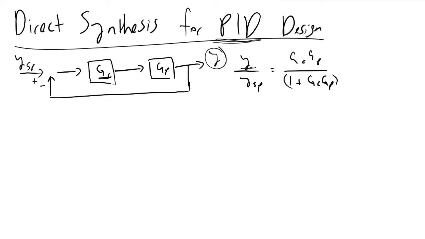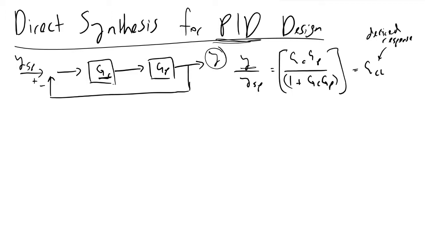And so what we do in direct synthesis is we will directly put in what response we want our system to have. And by that I mean we will let this term here be equivalent to a term called GCL. And GCL is the desired response.